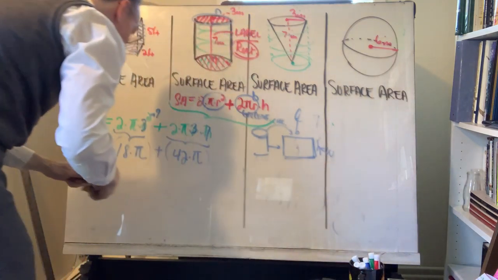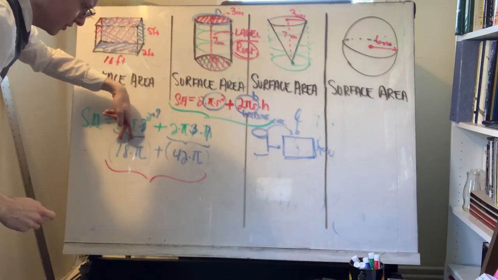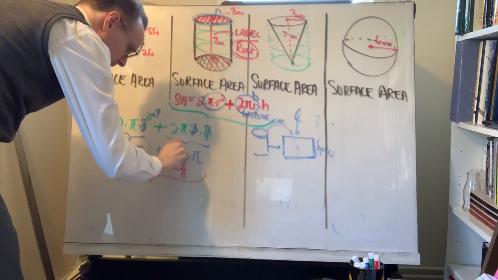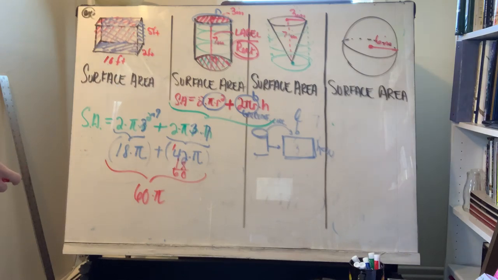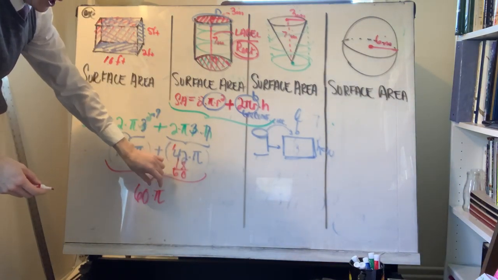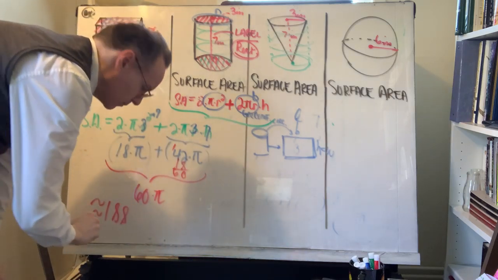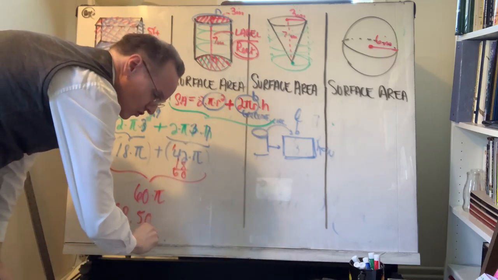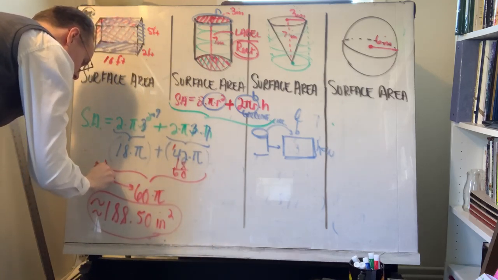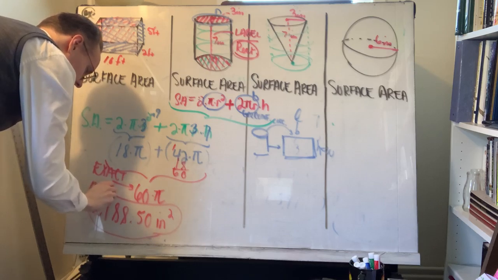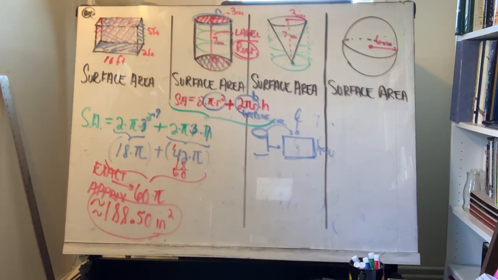So, how much pi do you have? If you think of this as being a like term combined with this like term, what is 18 plus 42? 60, right? So this is really 60 pi overall. Now you could use your calculator. 60 times whatever high degree of precision your calculator has, rounded to the hundredths place, would give you 188.50 inches squared, because it is a surface area, right? This is the exact answer, 60 pi, and this is the approximate answer, 188.50.